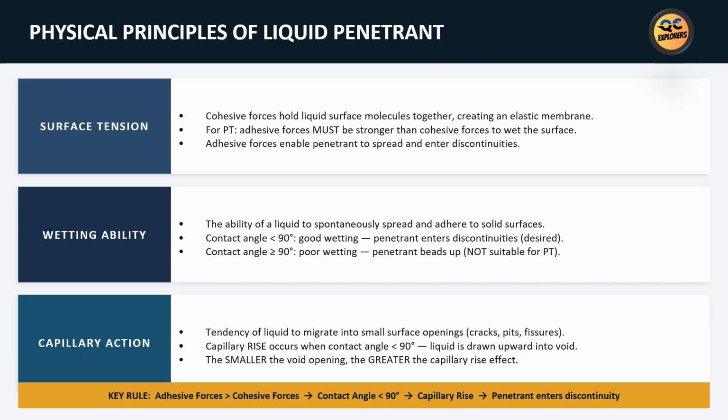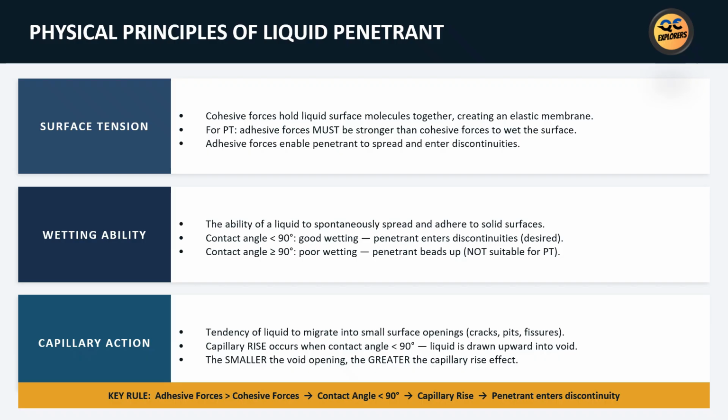That brings us to the second principle: wetting ability. Wetting ability means the penetrant can spread naturally across the material surface. Now this depends mainly on the contact angle. If the contact angle is less than 90 degrees, wetting is good. The penetrant spreads properly and enters the discontinuity. But if the contact angle becomes greater than 90 degrees, the penetrant starts beading up on the surface. And once that happens, penetrant entry becomes poor.